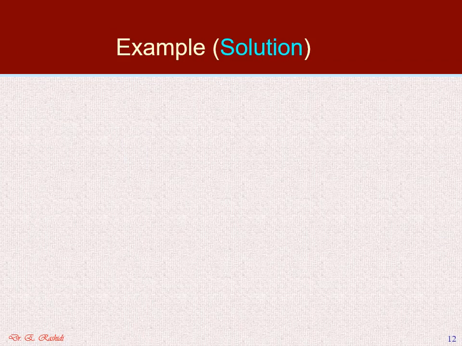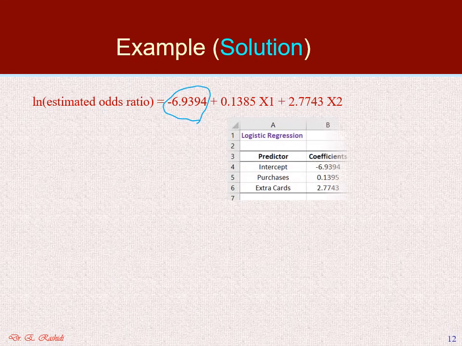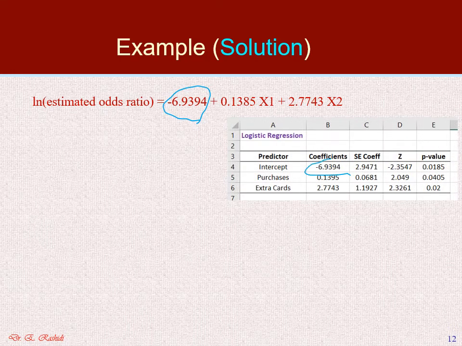Let's now see the solution. What we need to do is find the natural logarithm of the estimated odds ratio, and then plug it into the formula to find the probability. First, the natural logarithm of the estimated odds ratio is B0. This is from the table. So this is B0 here.